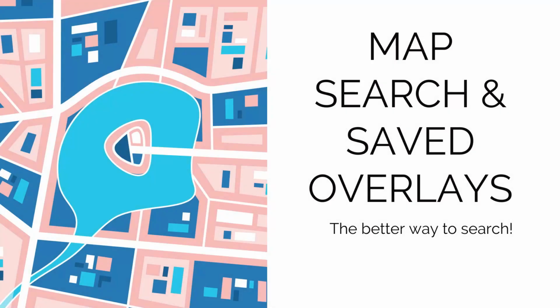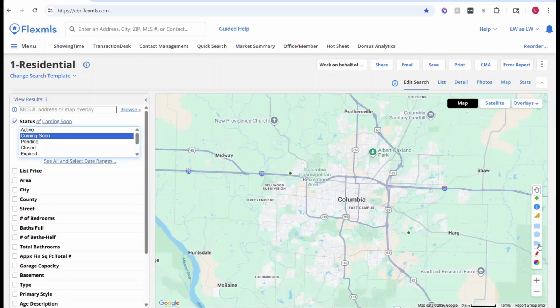Now that we've talked about the removal of MLS areas and the addition of the new City of Columbia yes or no field, let's look at what replaces and improves upon that functionality. Map search and saved overlays in Flex MLS. I'm still in the Quick Search module, but this time I'm going to focus on the map itself.